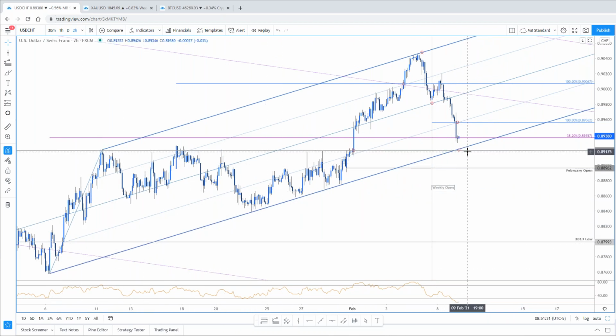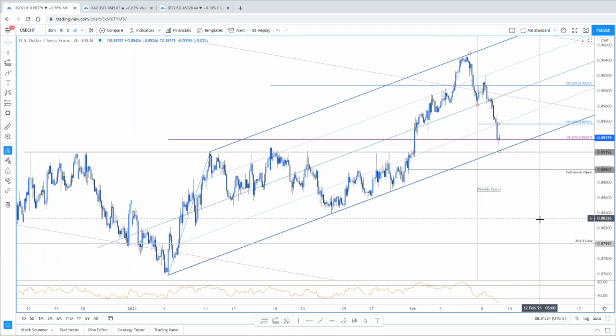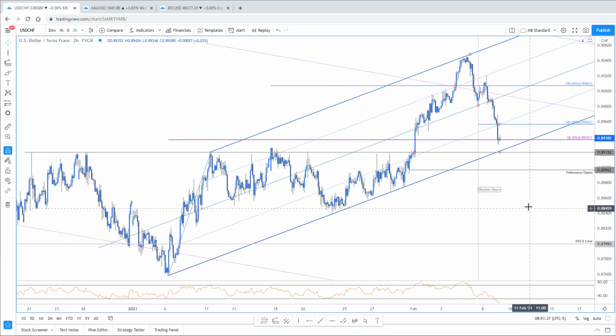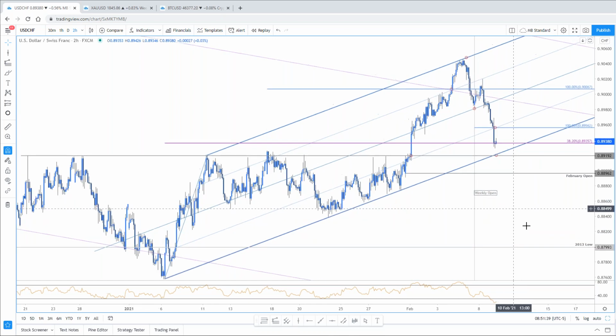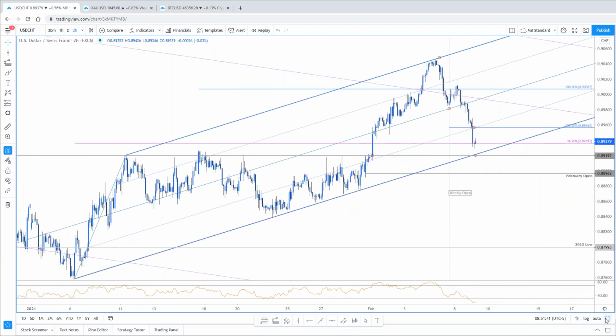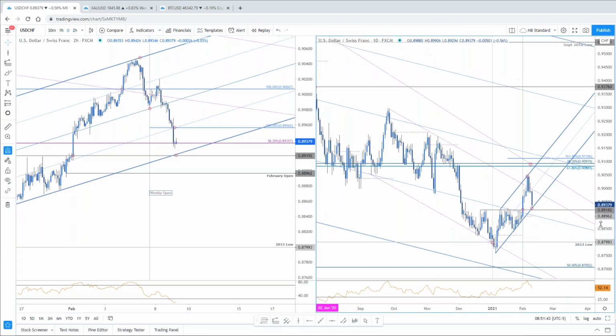That's your level. It's just ahead of the monthly open. So if we sink and close below 89.19, I think you get a bigger problem here in dollar Swiss, and possibly a larger reversal play at hand if that materializes.